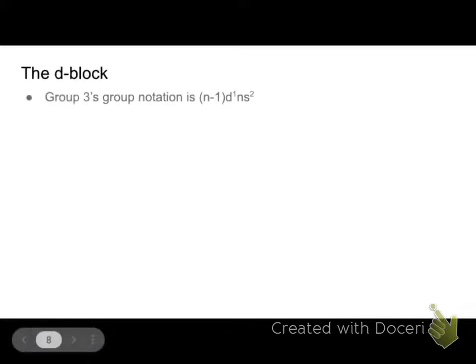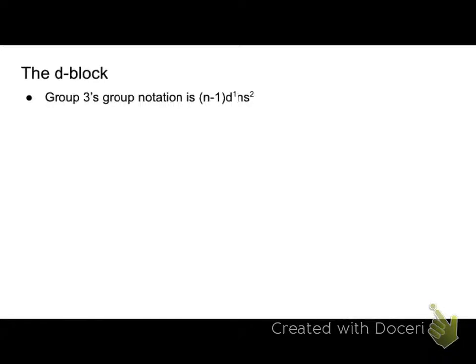The D block. If you look over here, group 3 starts off the D block for us, this section right here in the middle, okay? And if we wanted to write their group notation, we would have to write (n-1)d1 ns2.